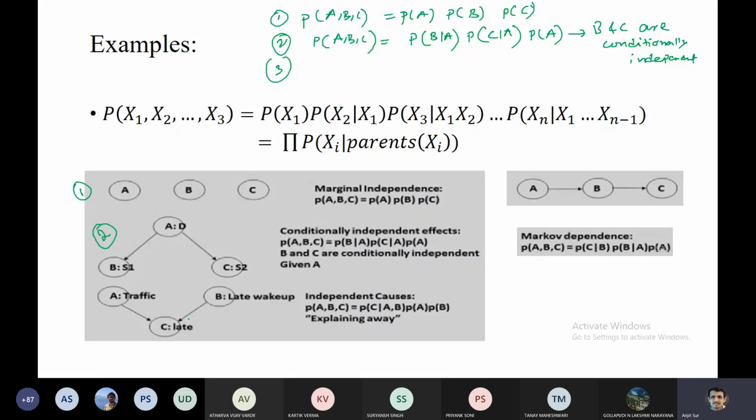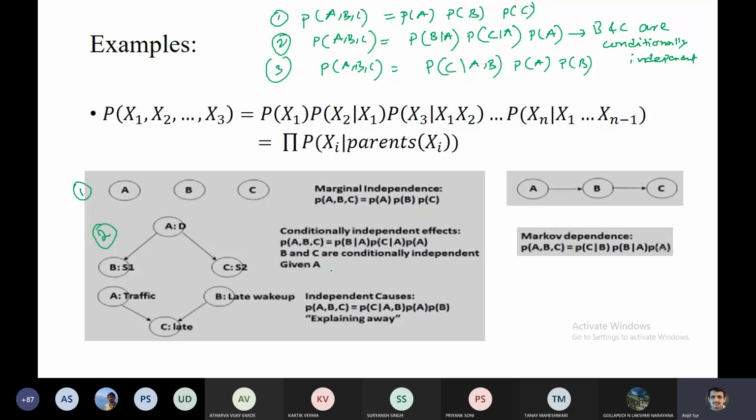So we can say P of C given A and B, where P is basically what is given, A and B are given. What is the probability of C? And here A and B are dependent. Okay. So you can explain that this late meeting maybe due to traffic jam or due to late wake up. So this is the kind of explanation.